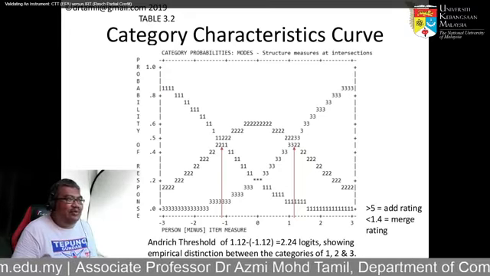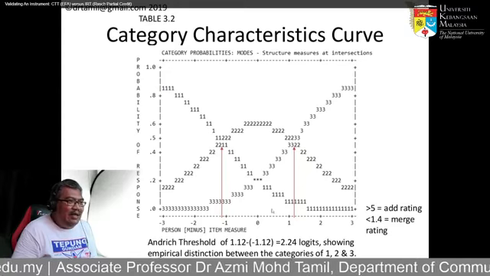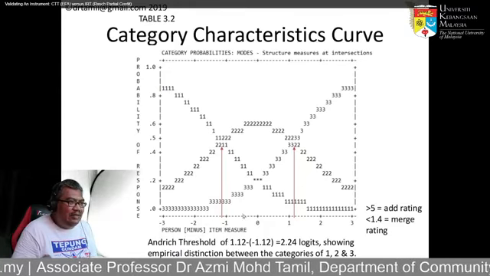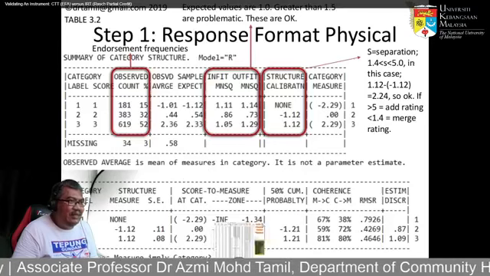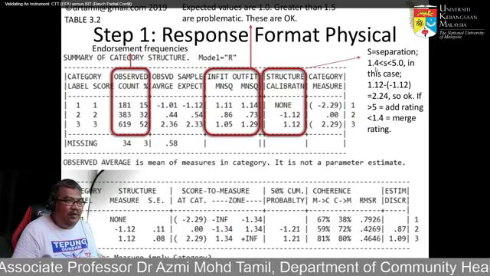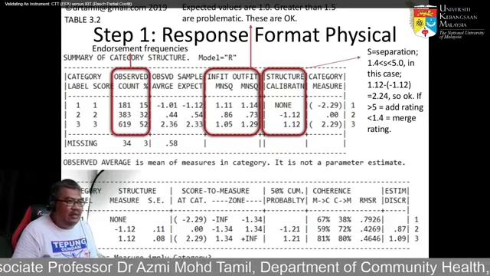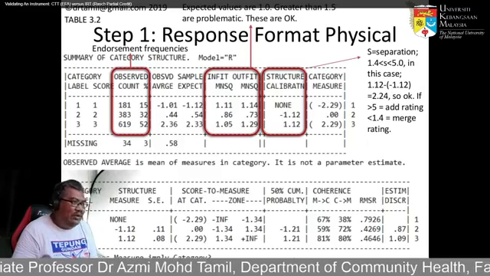But what I'm going to say here is, if you get an Andrich threshold value, the separation, larger than 1.4, your Likert scale is okay.